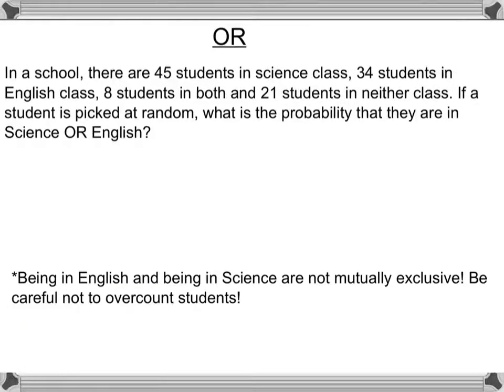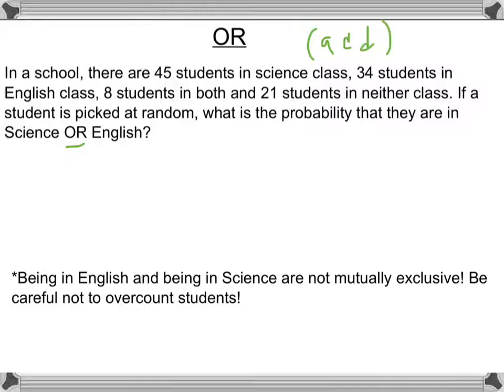Let's talk about one that is not mutually exclusive. So let's say in a school there are 45 students in science class, 34 students in English, 8 students in both, and 21 students in neither class. If a student is picked at random, what is the probability that they are in science or English? So again, this is an or question where I'm going to have to add.